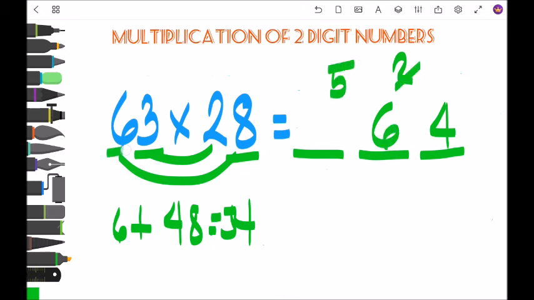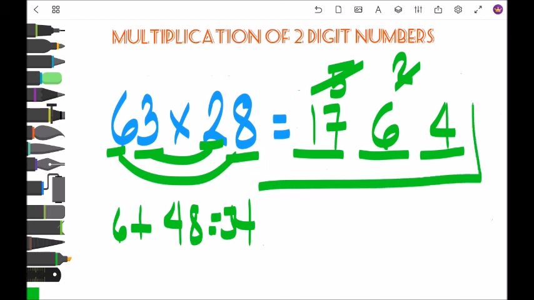Next is the first two digits, which is 6 times 2 is 12, plus 5, 17. So 63 times 28 is 1,764. See, it's easy. If we keep practicing this trick, math or multiplying two digits will be easier.